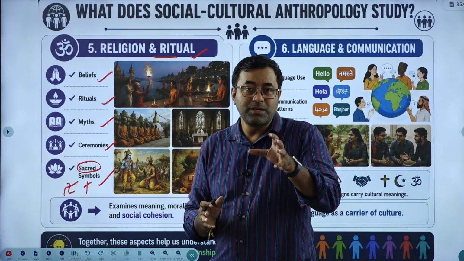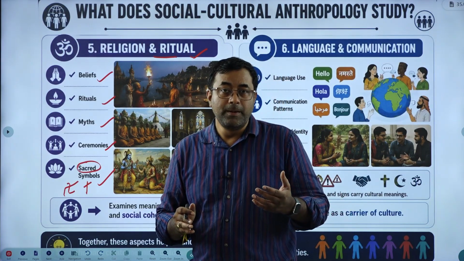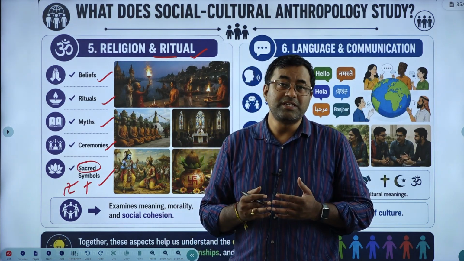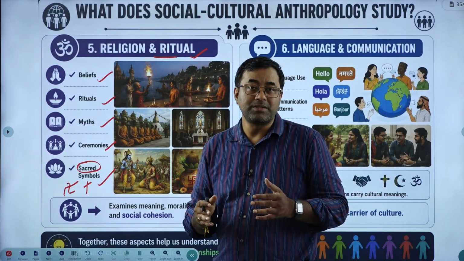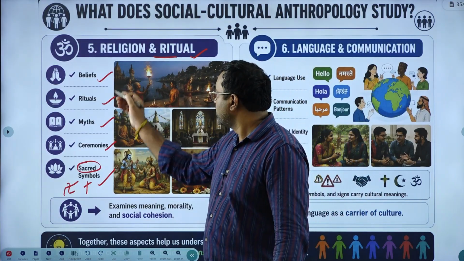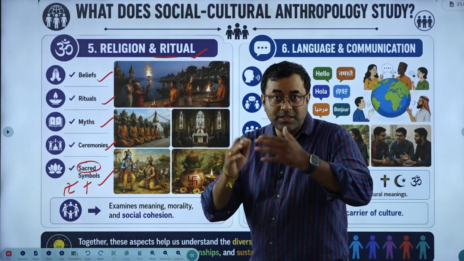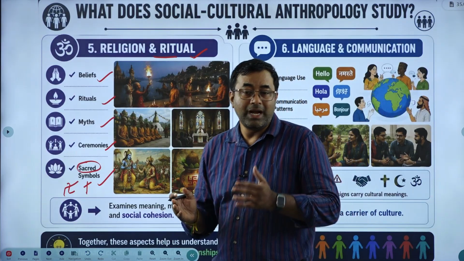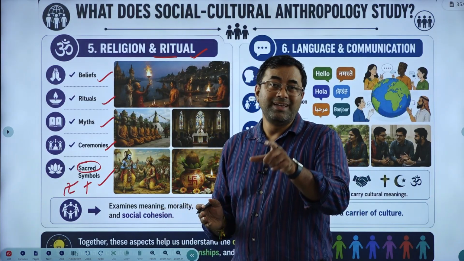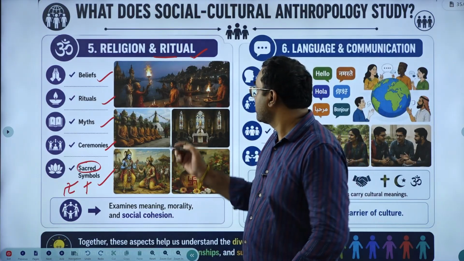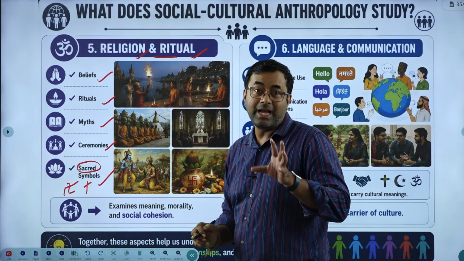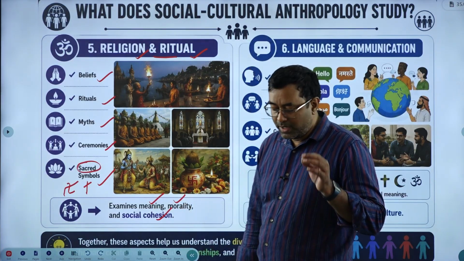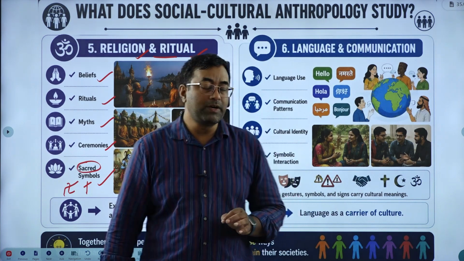Those symbols are followed and worshipped by the people, creating a belief system, creating rules and regulations to control the behavior of a person in society. Accordingly, the basic customs and the traditional way of life are determined, followed by the people, and transmitted from generation to generation. This is considered one of the basic features of religion analyzed by the anthropologist. It examines the meaning, morality and social cohesion of the people in society. So that is the importance of religion.